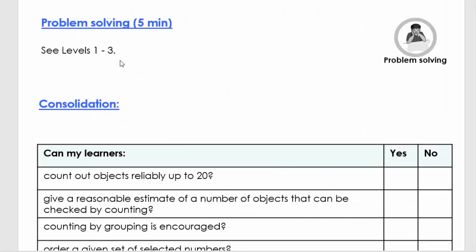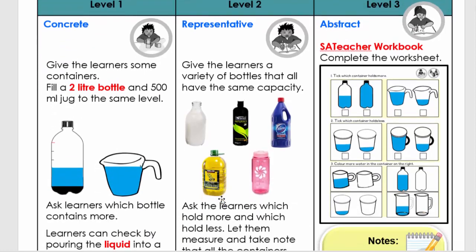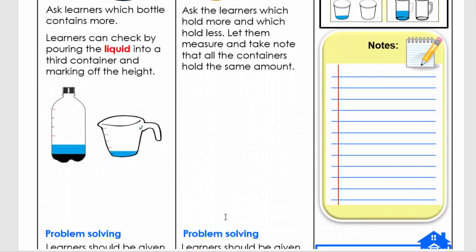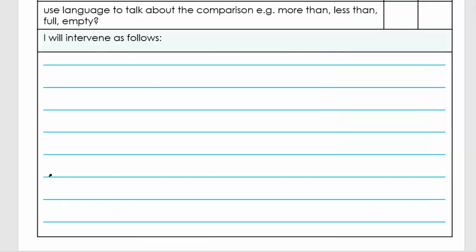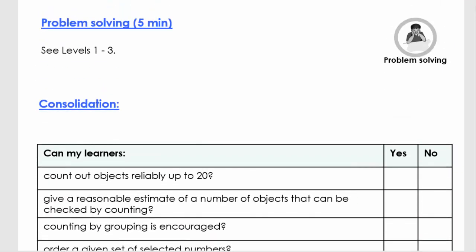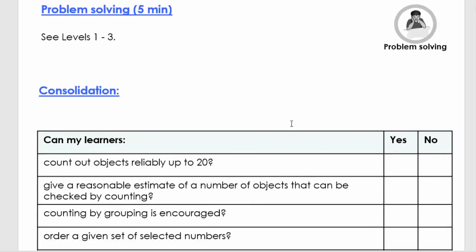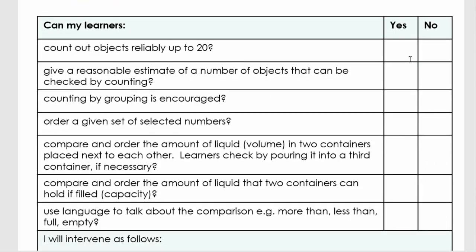And then we have the problem solving. For the problem solving, you can go back to your levels again. There it simply says that we need to give the learners a lot of experiences doing these activities practically. So let's then go to the consolidation. If you ticked yes on all of them, you can carry on with the lesson. If no, you need to revisit or revise certain concepts, or you can call SATeacher.